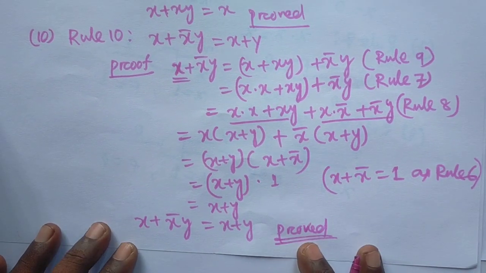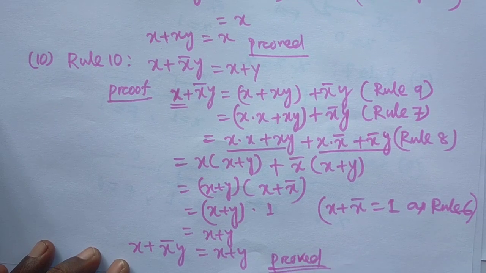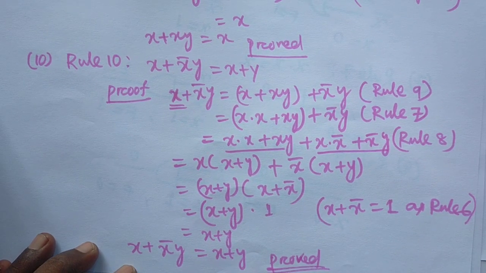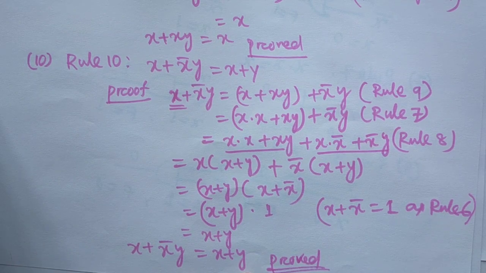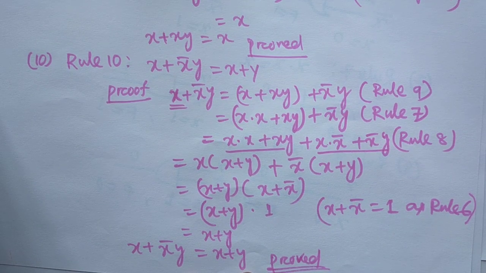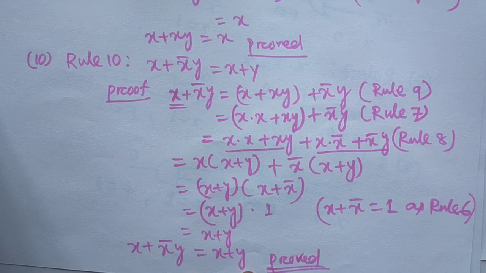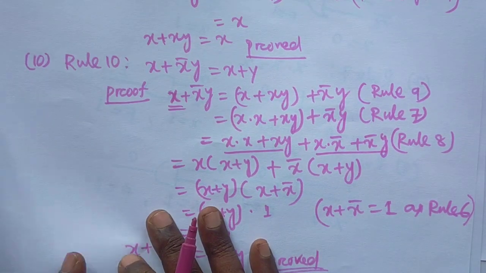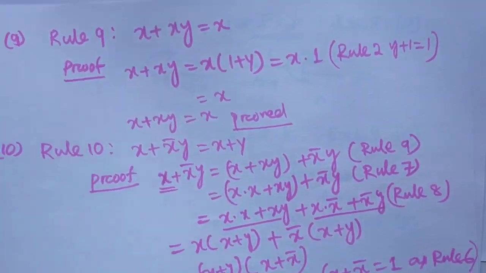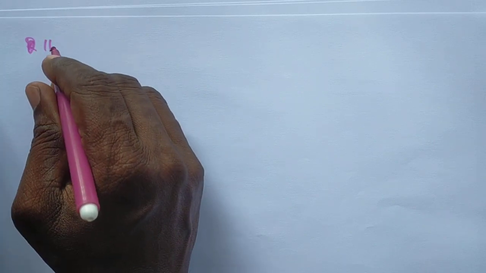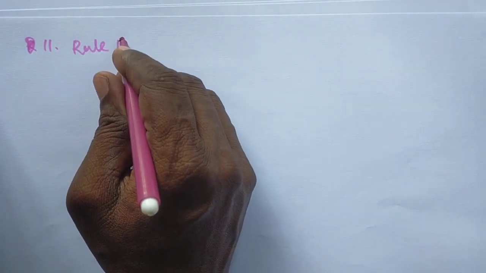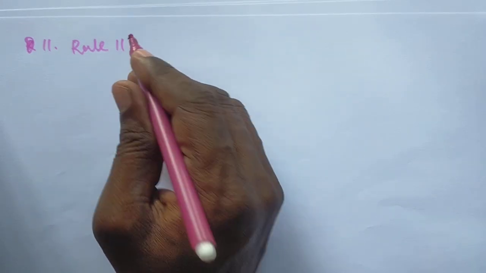Like this, we have to apply different theorems or rules, and we have to prove as per those rules. Whichever rules we have already considered or defined, we just apply those and prove it. So this is rule number 10. Next also we can use. Now we consider rule number 11.